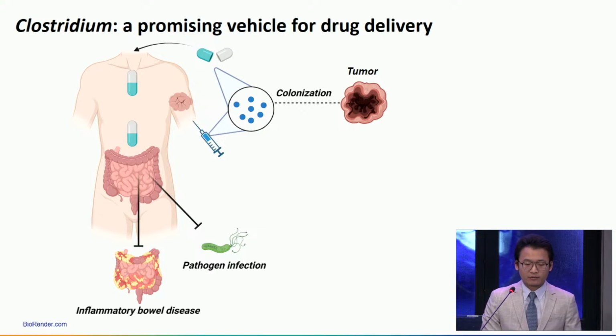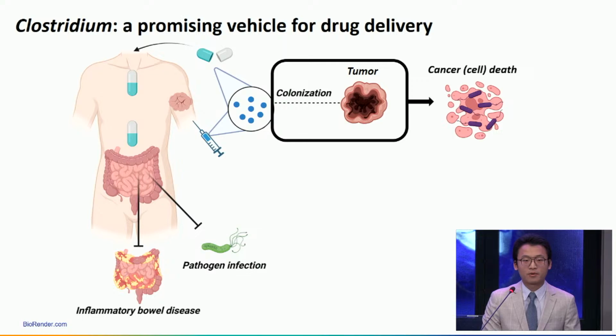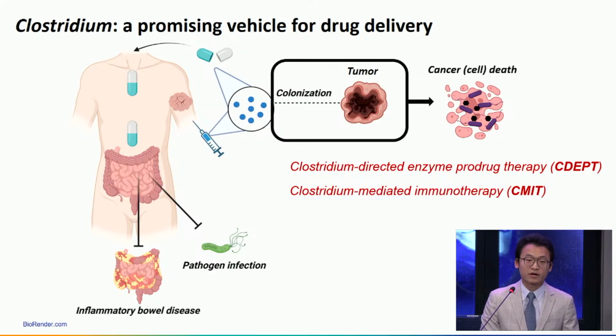Actually, Clostridium as live biotherapeutics has a historical research record, especially in cancer therapy. Studies and trials have shown that via intravenous injection, Clostridium spores can colonize the tumor due to the hypoxic environment inside, and then lead to cancer cell death. To improve cancer therapy using Clostridium, two strategies called Clostridium-directed enzyme prodrug therapy and Clostridium-mediated immunotherapy were proposed and are being investigated via expressing prodrug-converting enzymes and molecular components from immunotherapy, respectively.